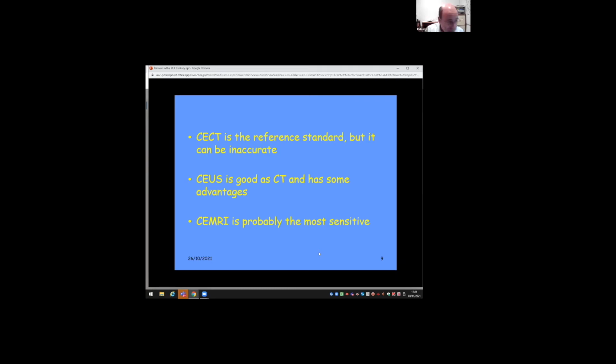Now, in practice, CECT is a reference standard, but for reasons we've given, it can be inaccurate. CEUS is as good as CT and has some advantages, which I'm going to come to. And CEMRI is probably the most sensitive of all.